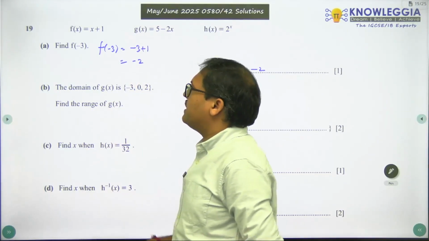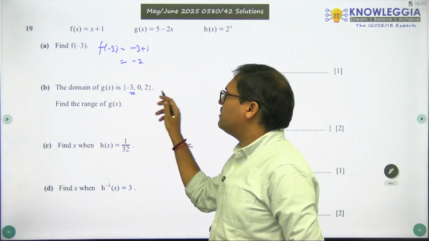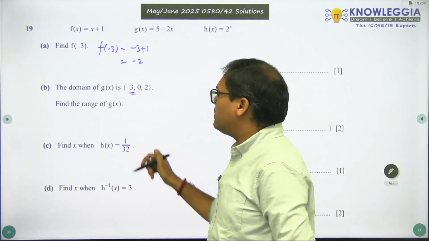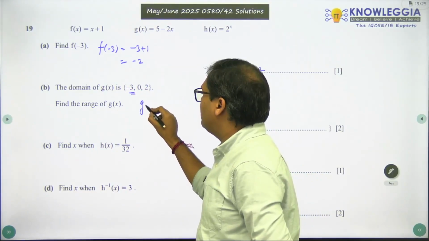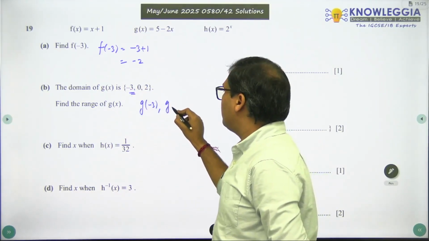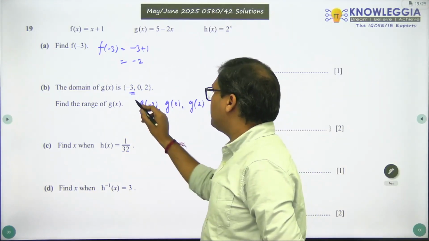The domain of g(x), this is the domain of the g(x) function. Domain of g(x) is [-3, 0, 2]. That means the x values are -3, 0, 2. Find the range of this. So for range, what is the value? g(-3), that is the value at -3, the value at 0, and the value at 2. This is the range of this function.